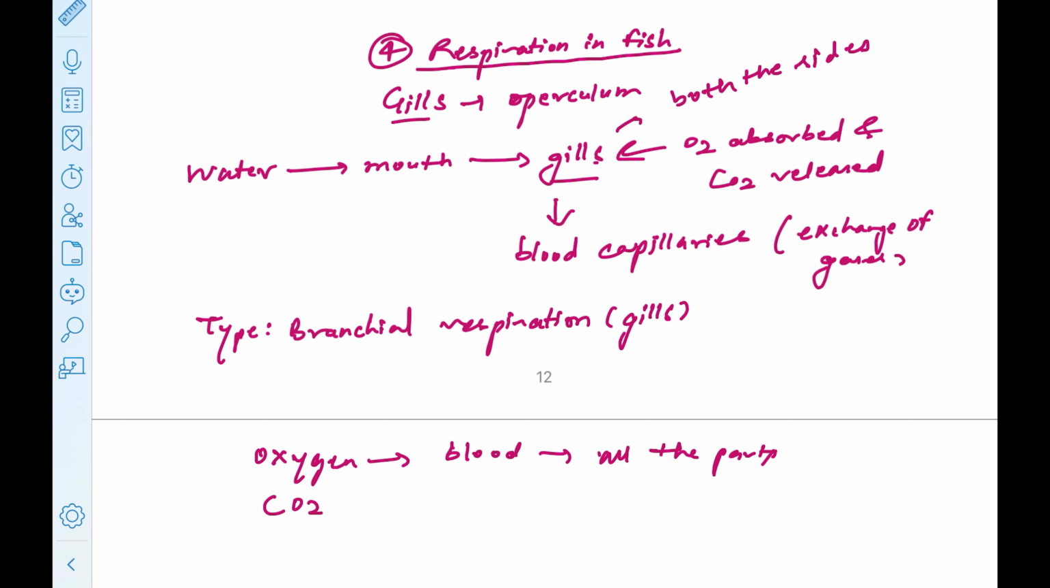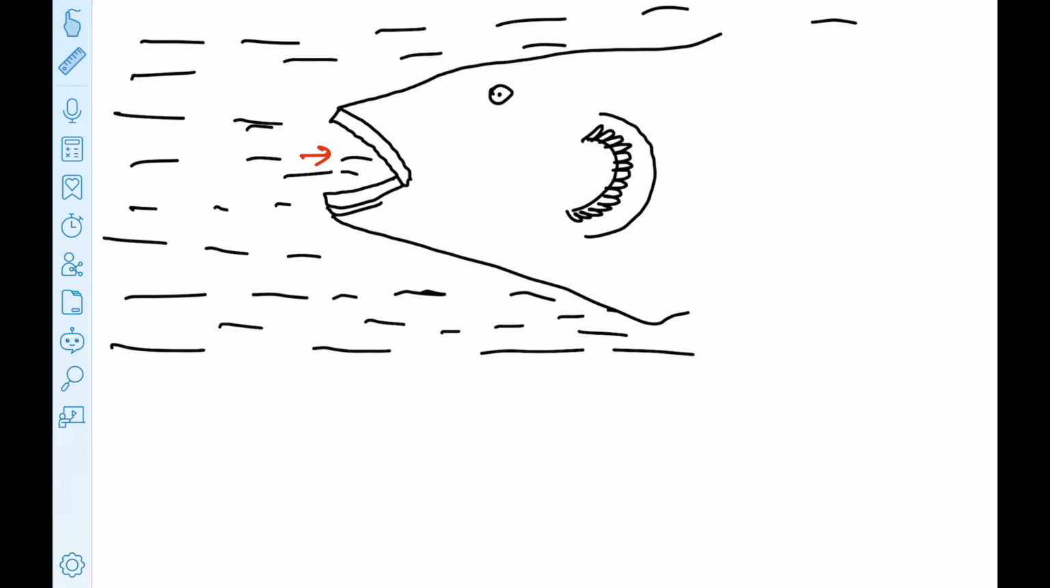And carbon dioxide, which is produced by respiration, is brought back by the blood into the gills, and then it is expelled out into the surrounding water. Let me draw a diagram. This is the mouth. Gills are present here on both sides of the head, and they are covered by gill covers, so they are not visible from outside. So these gills absorb oxygen from water and also expel carbon dioxide into the water.